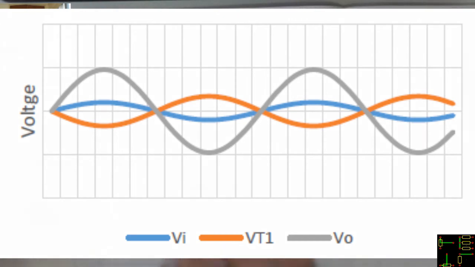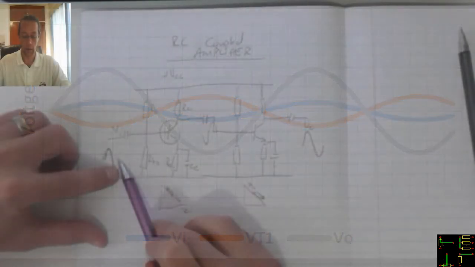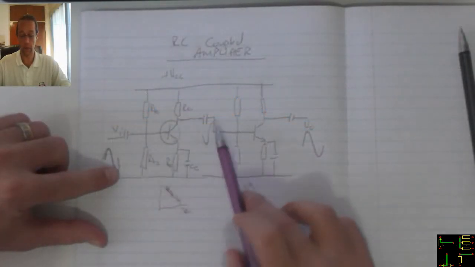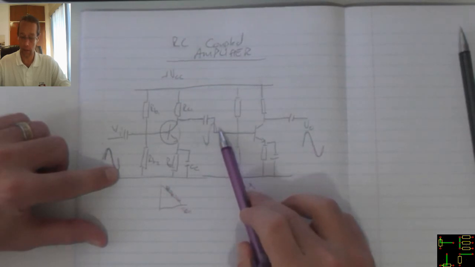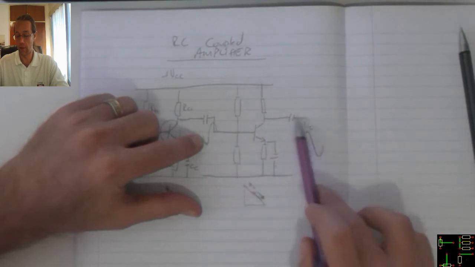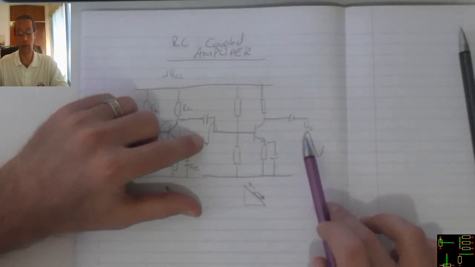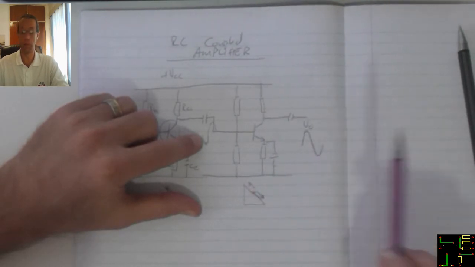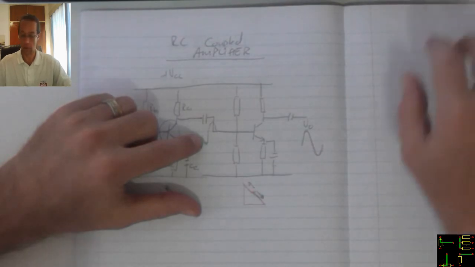So we can see we put in a sine wave. The output for the first stage is a reverse sine wave, and then the reverse sine wave gets amplified by the second amplifier circuit, which puts it back into the positive sine wave.